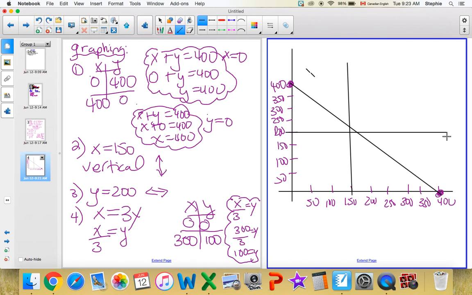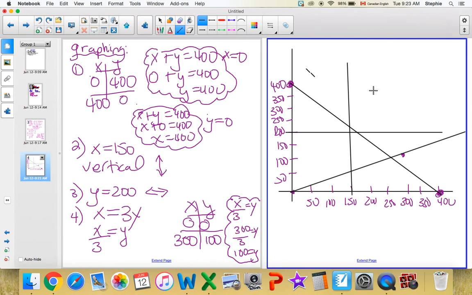I might not have drawn my graph nicely enough because of my separations, but we'll see in the end. And then I'm going to put my other line. Okay, so I'm going to just plot my points. So it's 0, 0, and 300 and 100. So it's like right here. And then I'm going to make that line. Something like that.